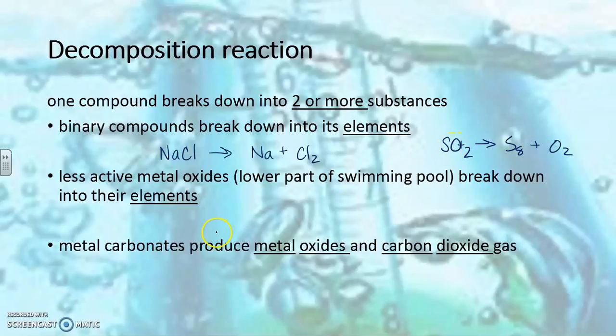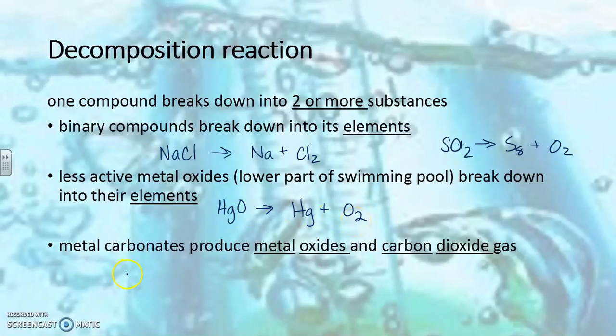If we have a less active metal oxide, so that means the lower part of the swimming pool, it's going to break down into its elements. So what if we have HgO? Well, it would break down into Hg and O2, right? Mercury oxide breaks down into mercury and oxygen.